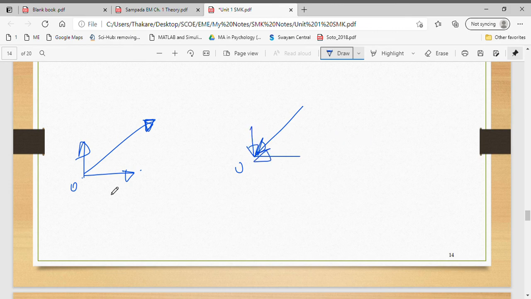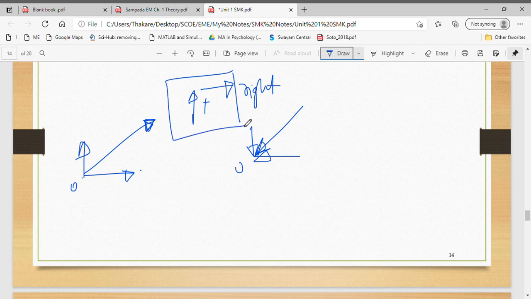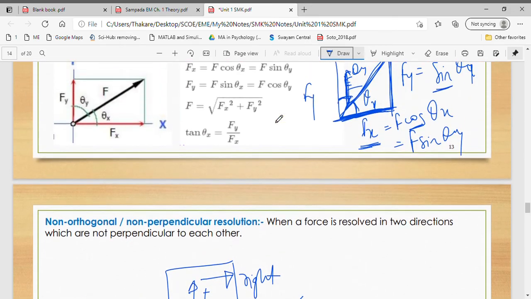Now, when you look at the directions, we consider upward acting forces as positive and towards left acting forces as positive. Upward acting forces as positive and towards right acting forces as positive. This is our sign convention that we have considered throughout the 4 units of engineering mechanics. So this is an important topic.